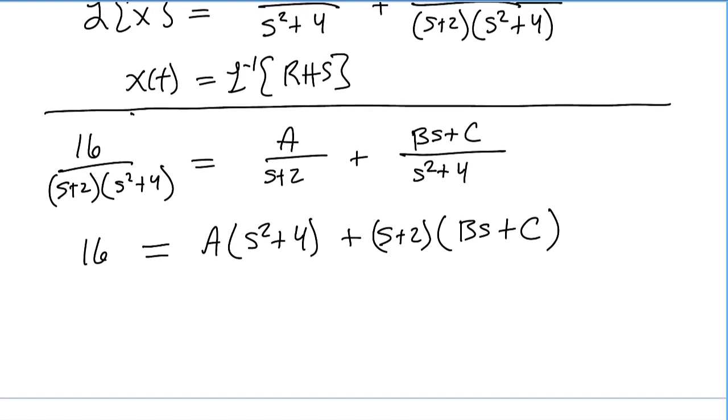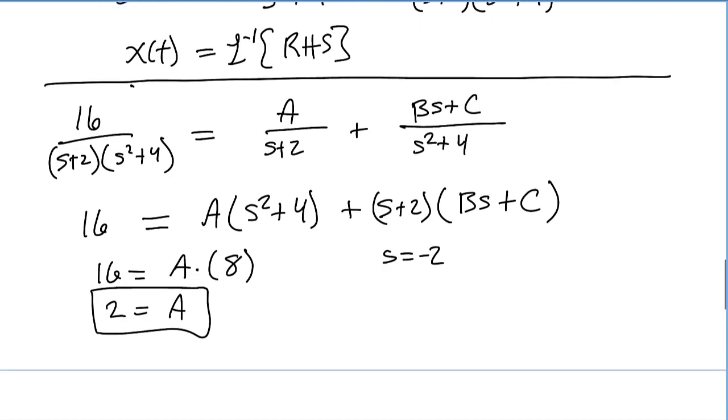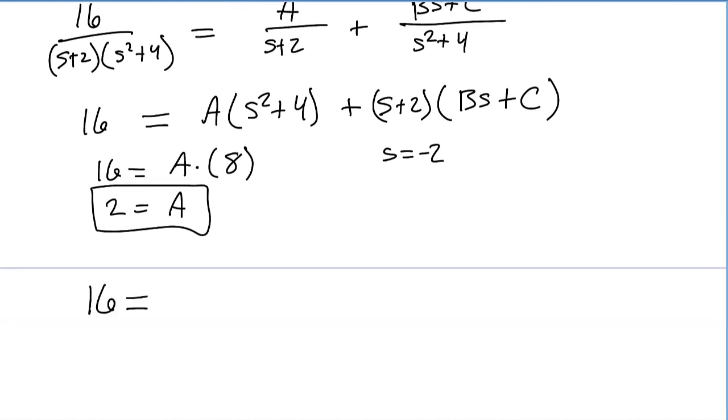One thing I like to do that often is helpful is if I just set s equal to -2, then I'll get 16 equals A times (-2) squared plus 4, which is 8. So I can figure out that A is equal to 2 from that. But because this term here I can't make it 0, we can't play the same game, so we're going to have to work the other ones out. But we know A is 2, so we have 2s squared plus 8.